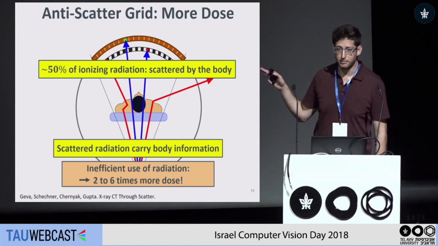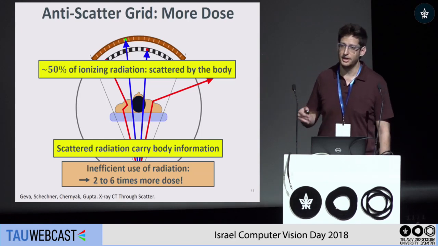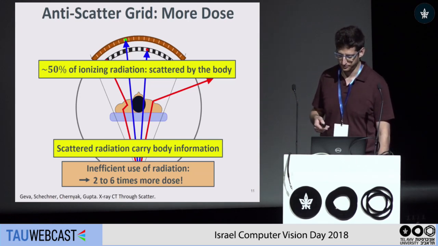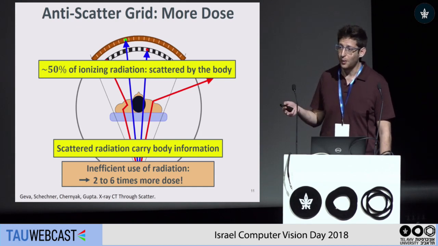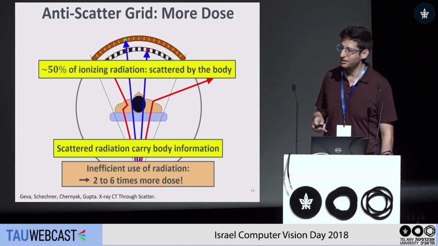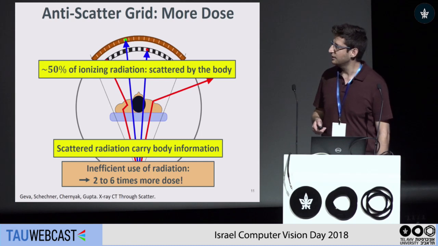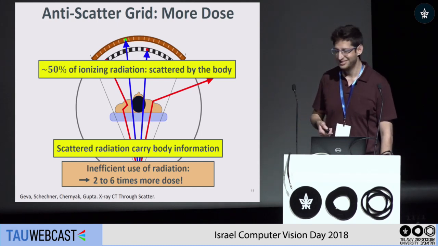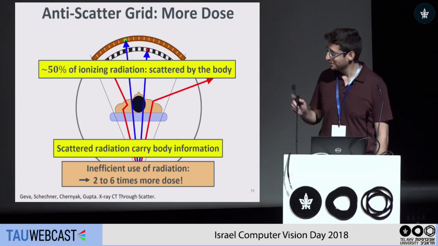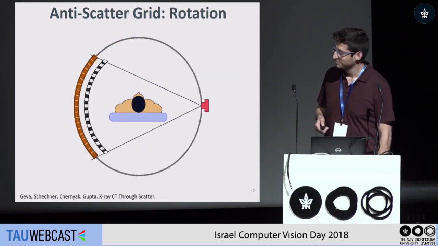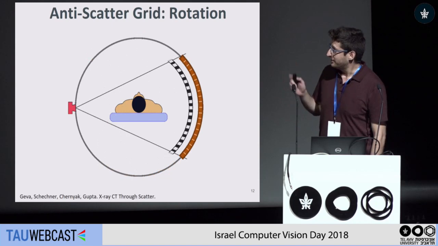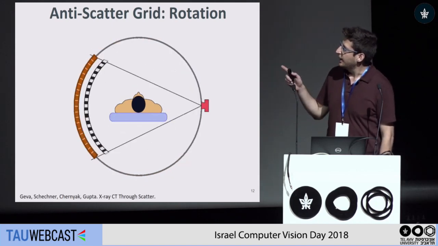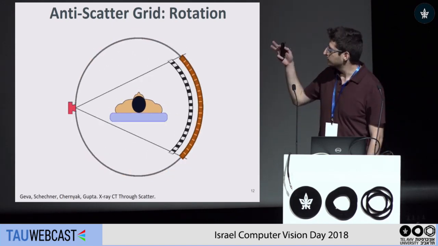This wasteful mechanism requires much higher levels of dose than necessary. And you know why the scattered photons are being rejected? Because of a simple mathematical model that has been in use since the 70s. Do you think this is justified? We don't. So another thing about the anti-scatter grid, it has to be aligned with the source, which then dictates this complex rotating mechanism.